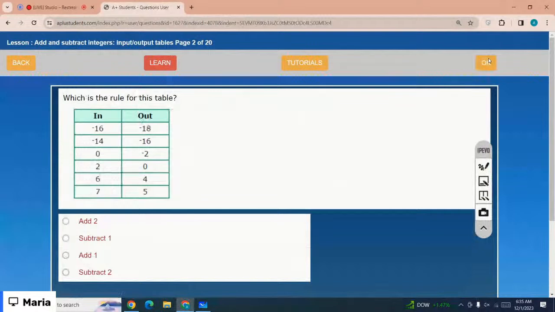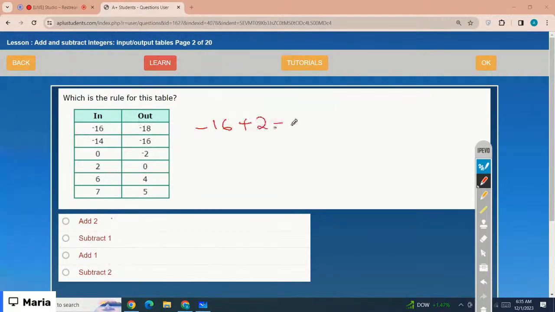Okay, what is the rule for this table? Okay, now you try, which is the correct option? -16, you can see add 2, subtract 1, add 1, subtract 2, right? -16 it is. If you add 2, it would be -14, right? That means no, you have to subtract 2. -16 and -2 makes -18, so the correct option is subtract 2.